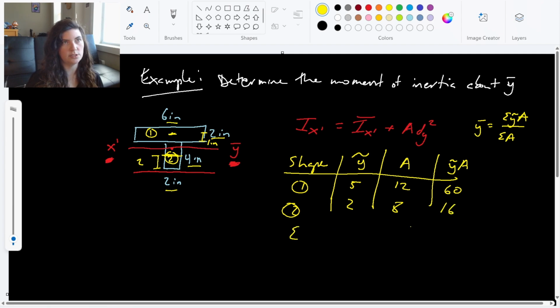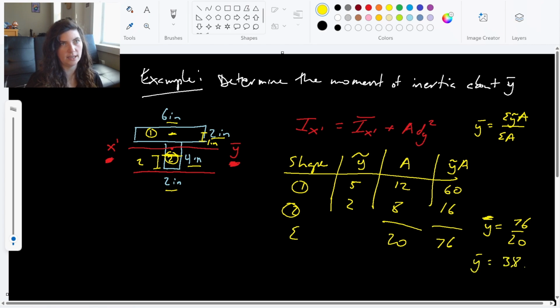So finally, I just do the summations for these last two that I need. It's going to be 8 plus 12 is 20, and 60 plus 16 is 76. So my y bar equals 76 over 20, which comes out to 3.8 inches. So that's the location of this y bar here. It's located at 3.8 inches above the x-axis.